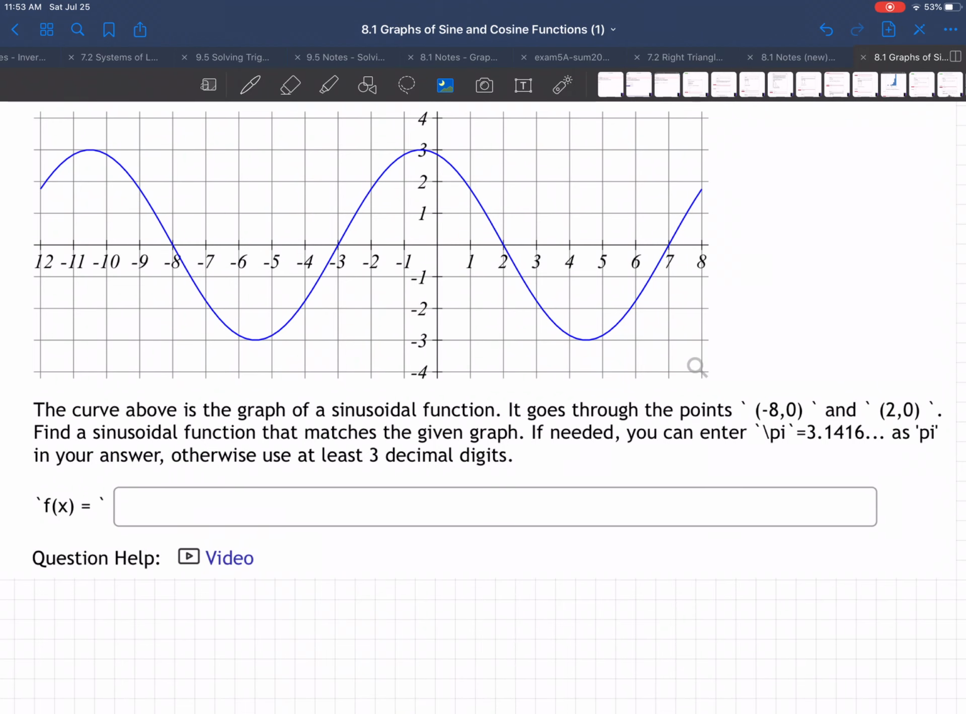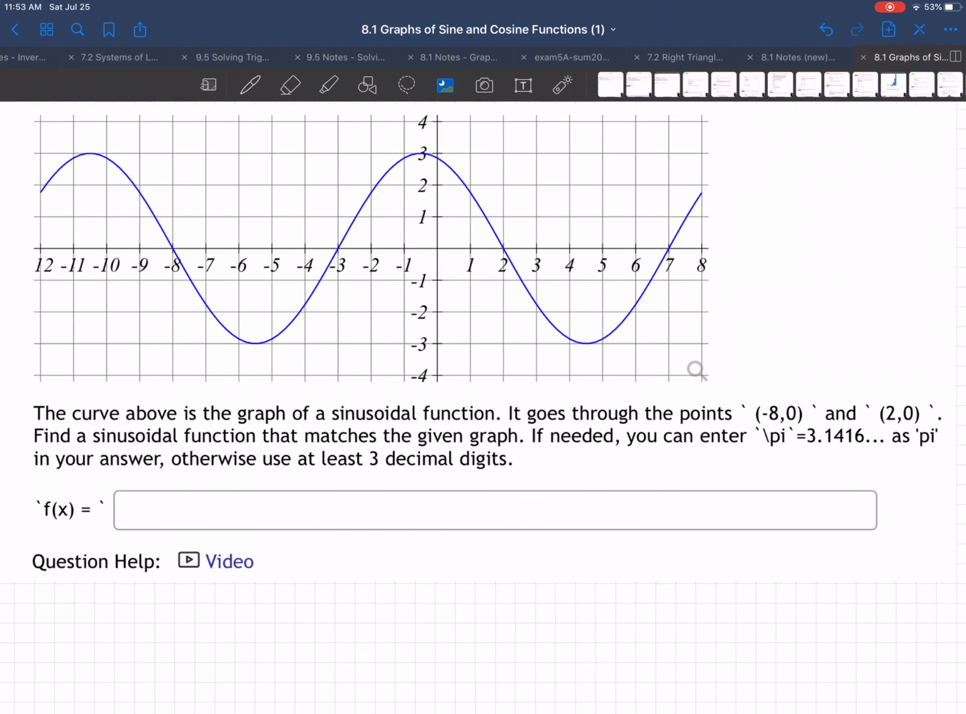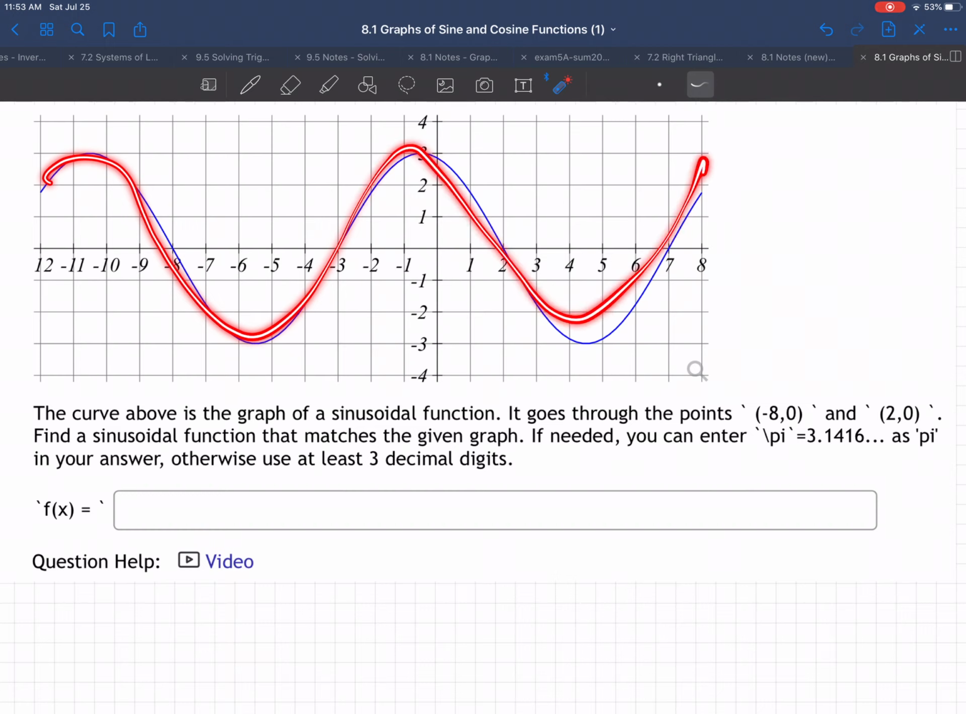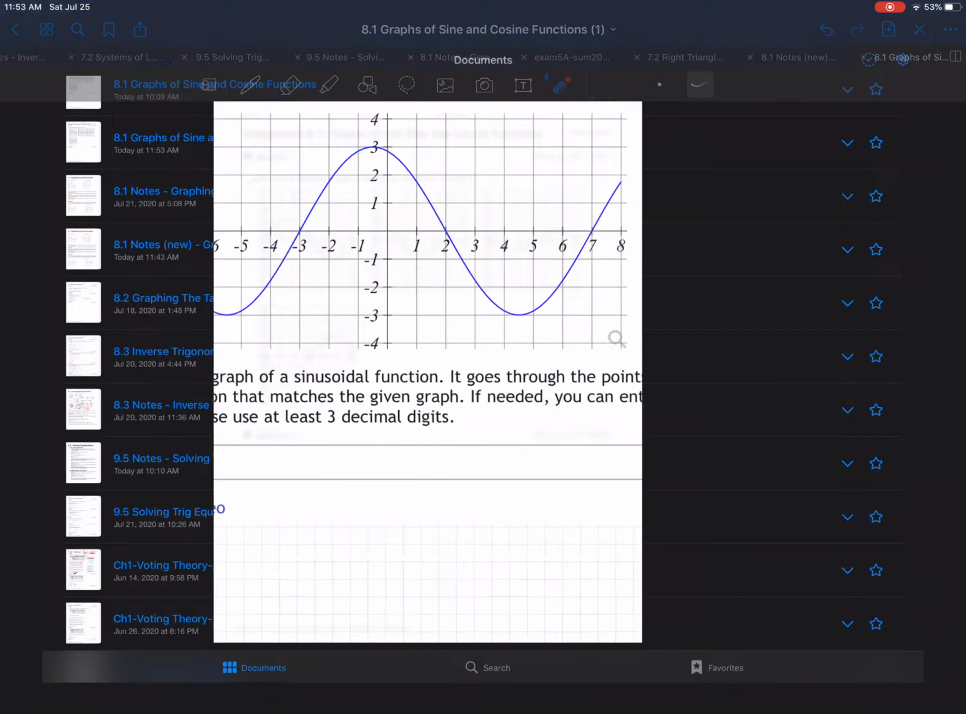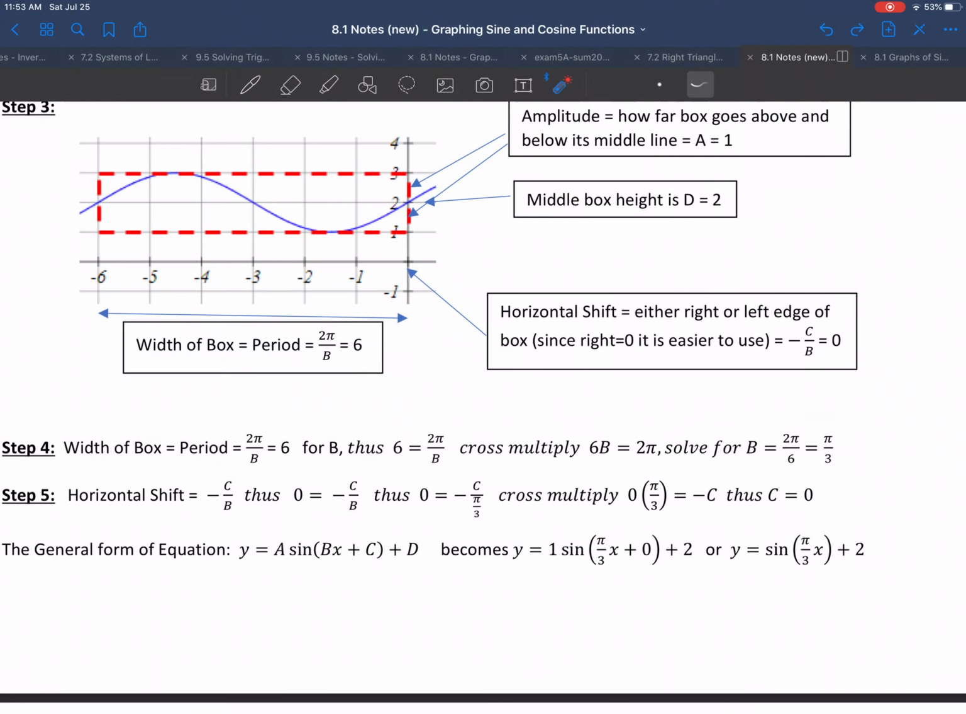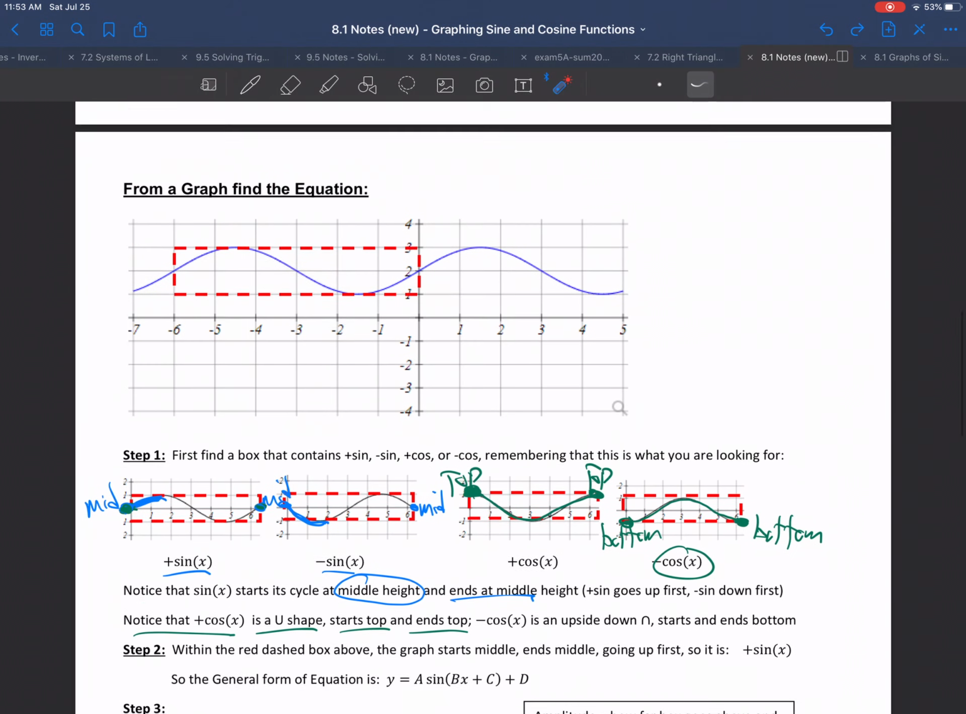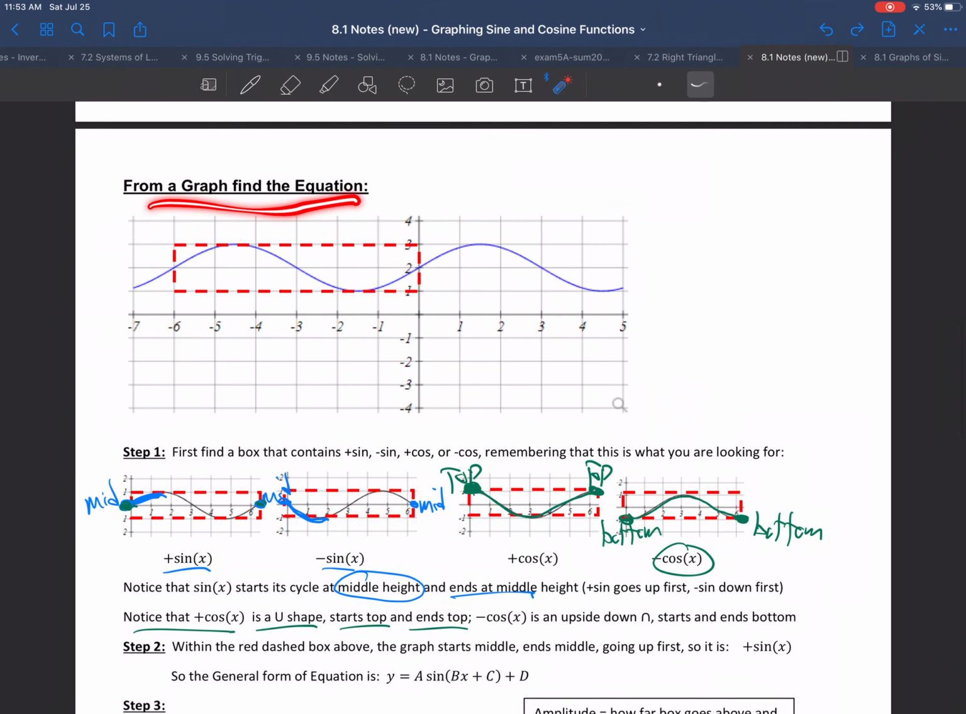Okay, here's an example in which we have a sinusoidal function, and they want us to come up with the formula down here for it. All right, so how do we do that? Well, let's go to the notes. So here's the notes I've sent you, on how to go from a graph to an equation, to a formula.